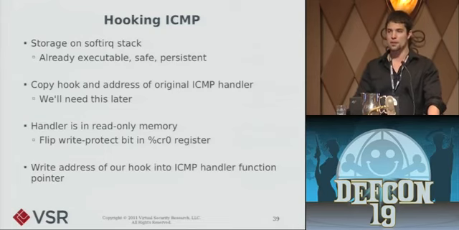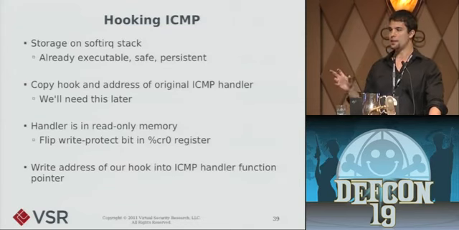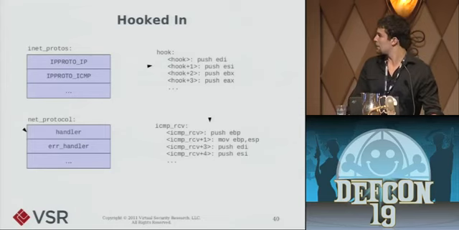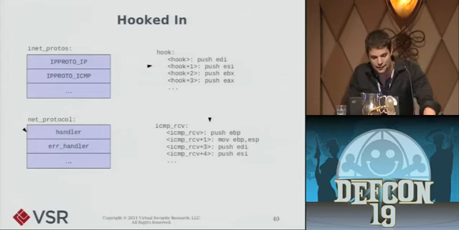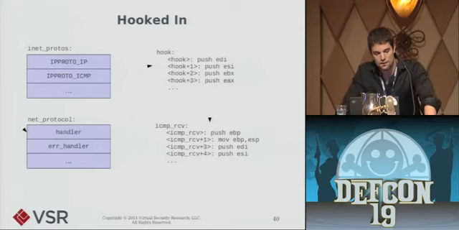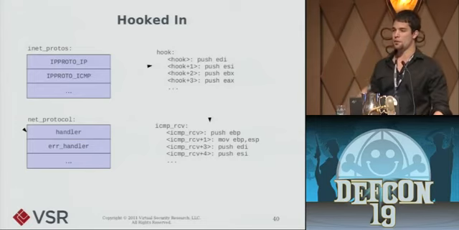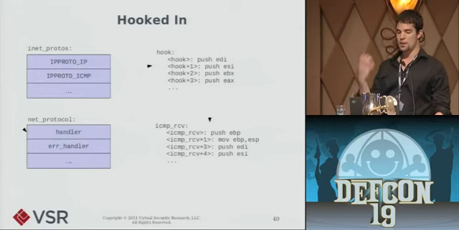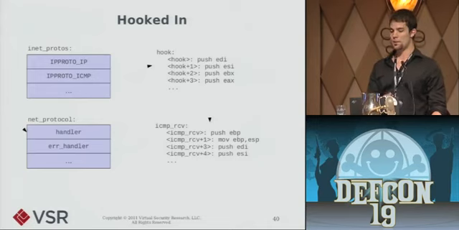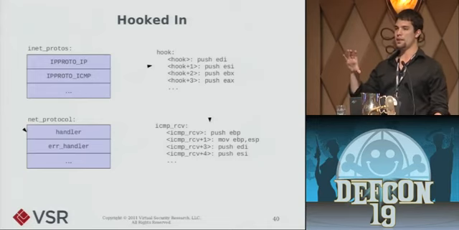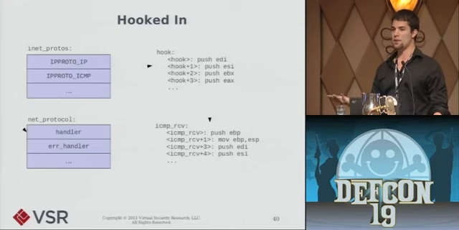So what we do is we flip this bit. Now we can write into read-only memory. We write the address of this hook that we just copied in into the ICMP handler function pointer, and then it looks something like this. Wow, those are really narrow arrows, I guess. So whenever our kernel receives ICMP data, it will call that handler function pointer, and execution will go to this hook that we installed. It'll run whatever code we choose to run there, and then presumably when we're done, we're going to call the original ICMP function so that ping still works and stuff like that.